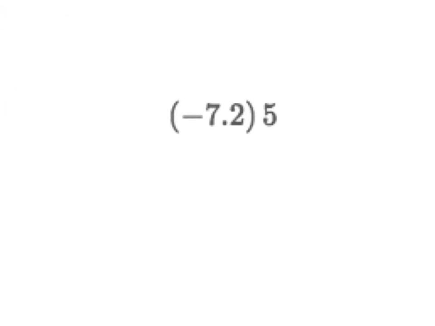-7.2 times 5. With this one, I'm taking a negative number times a positive number, and as a result, I'll get a negative number out of this. Then what I usually do is take 7.2 and multiply it by 5 in my calculator, and that's going to give me a value of 36. There is a long way to do it, but with multiplying decimals, I just say go ahead and use your calculator. I think that's fine.